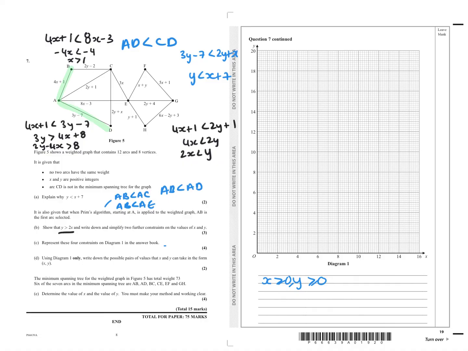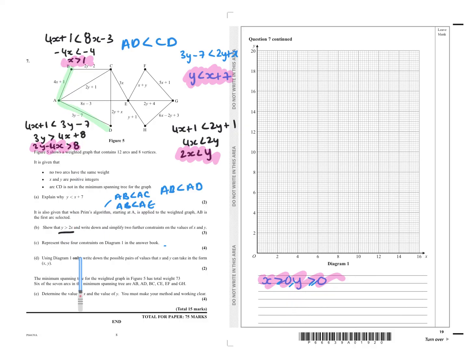Now I've got all these constraints. So remember the constraints I have. I've got y is less than x plus 7. I've just figured out this one. I've got this one. I know that x and y have to be greater than 0. And no two arcs have the same weight. So I know from that none of these were less than or equal to. It says no two arcs have the same weight, so that's why all of these are not less than or equal to. Really important, we know that. And then it says represent these 4 constraints on the diagram.